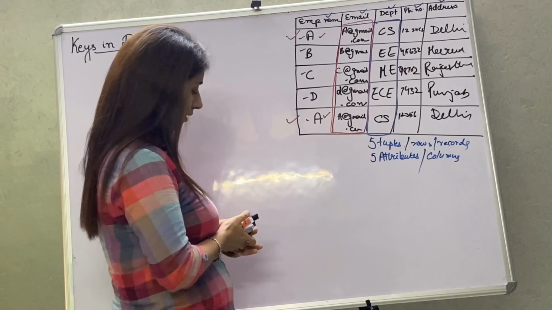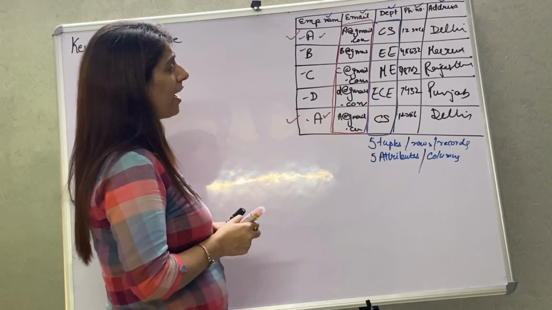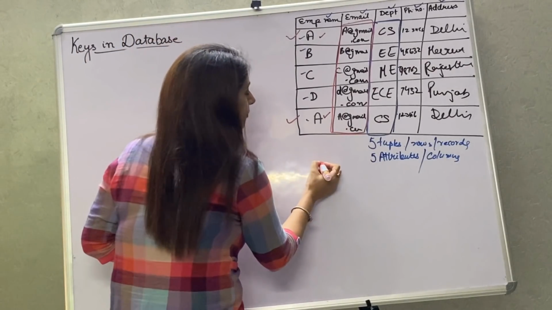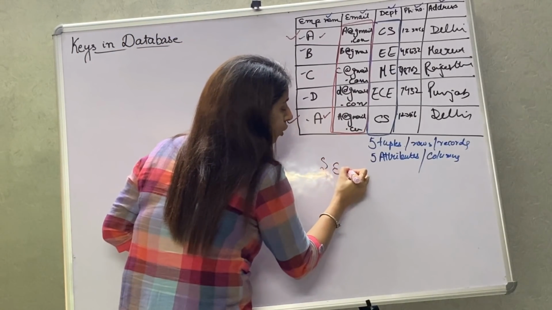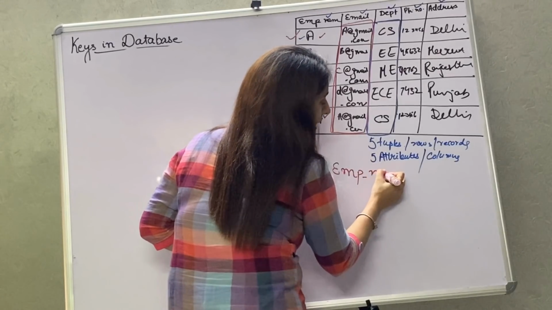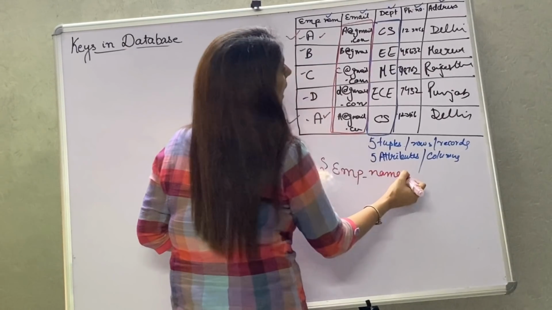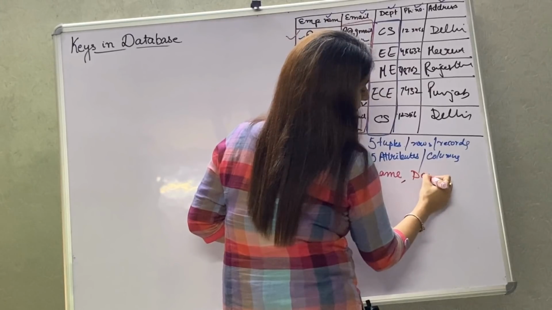So let's see over here. Just suppose I have to fetch the data, that is, I am saying I want employee name and department.